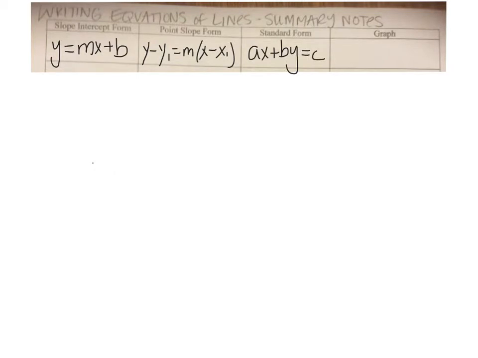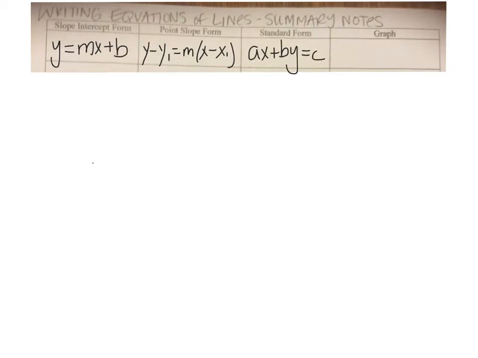Slope-intercept form is y = mx + b. Point-slope form is y - y1 = m(x - x1). And standard form is ax + by = c.